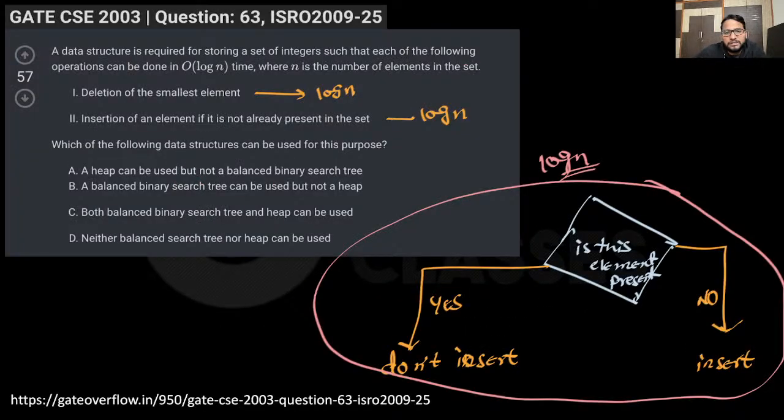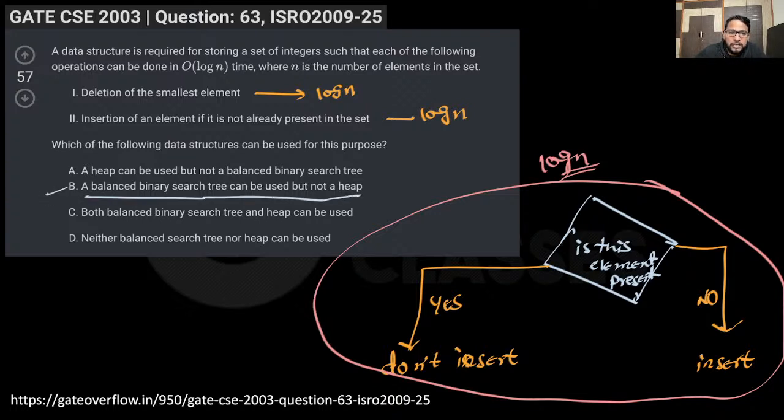So the second task I cannot do using a heap, because I cannot search in the heap in just order of n time or order of log n time. So a heap cannot be used for sure. A balanced binary tree can be used but not heap.